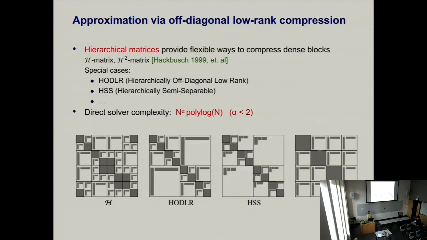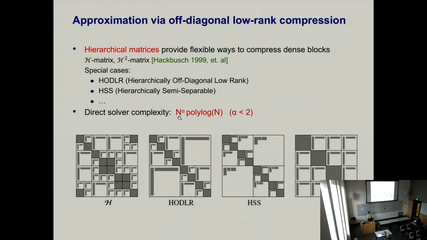So that's why you have to do hierarchical. The way the analysis goes is that if you do this multi-level hierarchical way, then you have a geometrically decreasing sequence which you sum up together. That's how you get a log term. These hierarchical matrices were pioneered more than 25 years ago by Hackbusch and his group from Germany. There's a general H matrix, then H2 matrix, and there are several special cases like HODLR and HSS. And if you look at all of these, you can do some analysis depending on what the rank is and what format you're using.